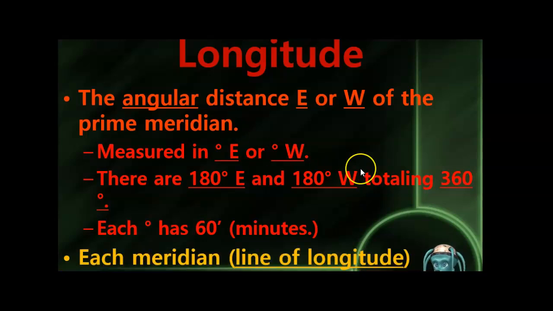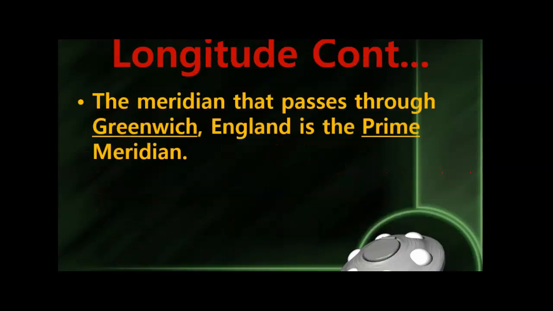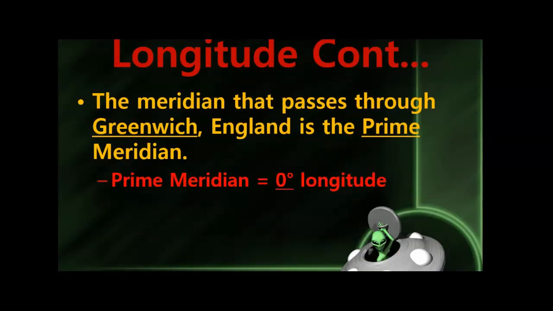So each of these meridians pass down along the planet starting from 0 degrees longitude. And why is 0 degrees running through Greenwich, England? Because that's where they came up with it. So you would write down that the prime meridian, 0 degrees, is in Greenwich, England.